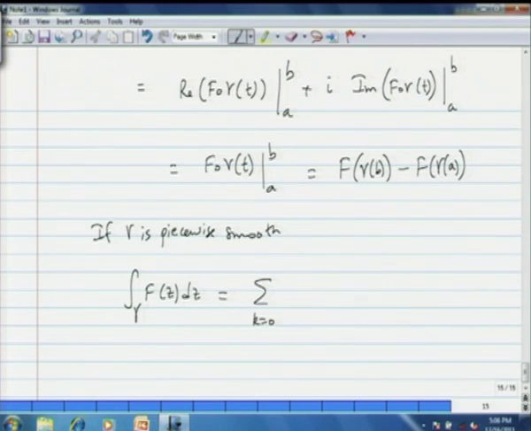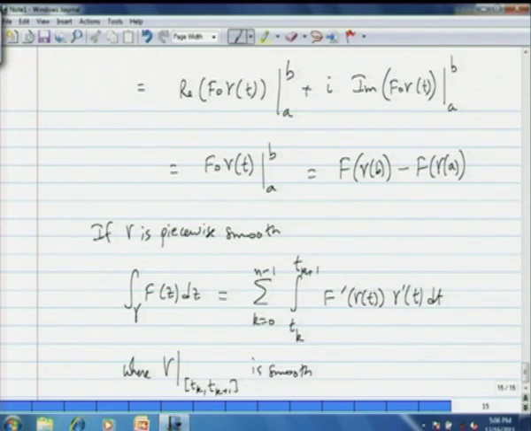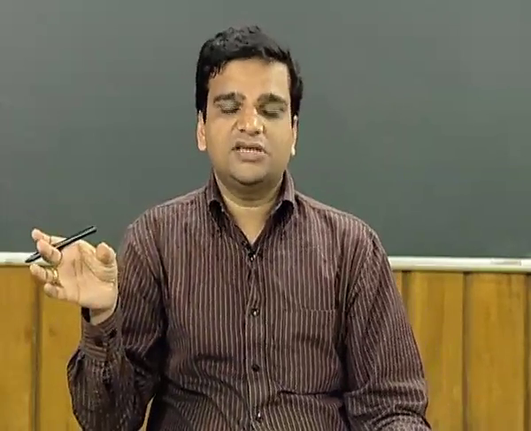We have to split this into pieces: the sum for k equals 0 to n minus 1 of the integration from t k to t k plus 1 of f prime of gamma of t, gamma prime of t dt, where gamma restricted to any of these intervals t k comma t k plus 1 is smooth. So, it is piecewise smooth. So, you can separate the parameter interval a b into finitely many pieces such that it is smooth on each of these pieces. So, what I am doing is adding up the integrals on those pieces.